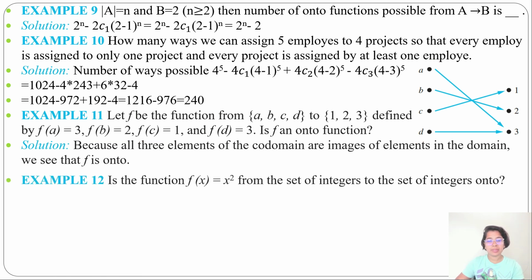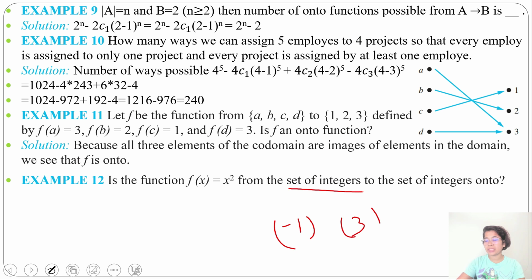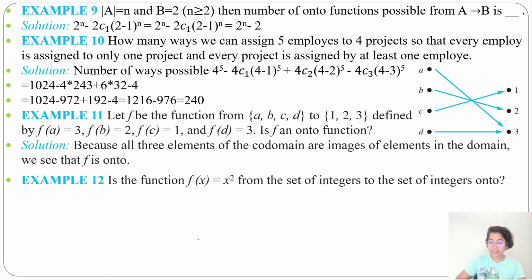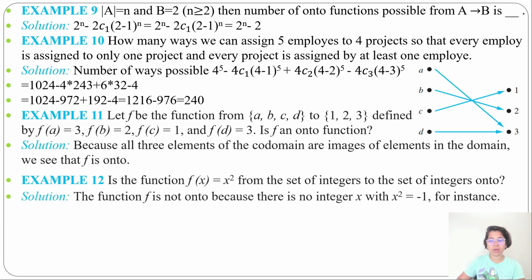Next example 12, is the function f of x equals x square from the set of integers to the set of integers onto? No, this is not onto. There are some integers which are not perfect squares, like minus 1, it's not a perfect square. 3 is not a perfect square. So it's not onto. Some elements of set B are free. In case of onto, all elements of set B are the image of some element of the domain. As there are some free elements, this is not onto.